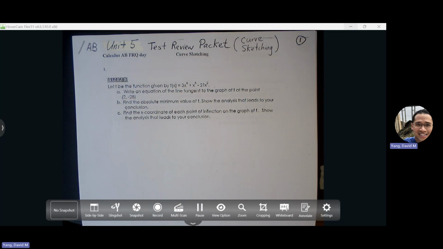So f prime, we go through power rule. And then once we have our slope formula, our derivative function, we can insert the x value 2 in to get our slope. Our slope is 24. We have our ordered pair. We have our slope, point slope form.